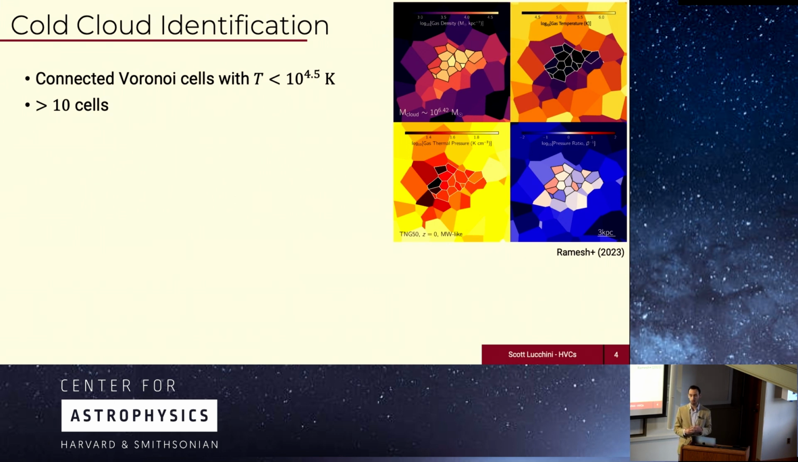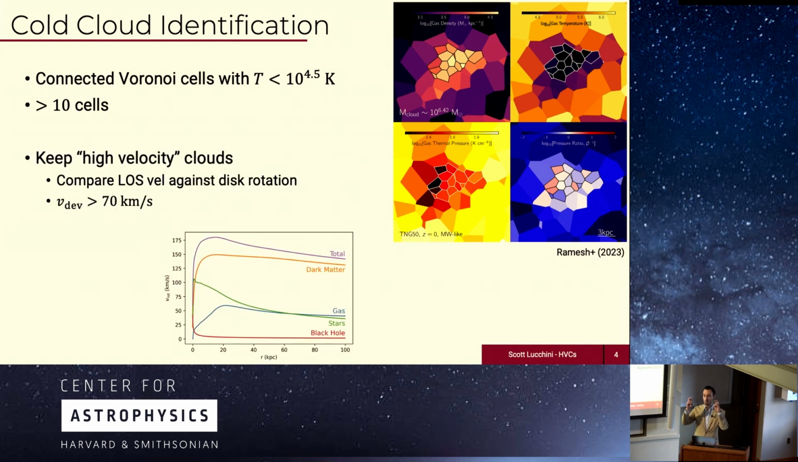And then once we have this catalog of cold clouds around the galaxy, we compare their would-be observed line-of-sight velocity with the disk rotation. Just like Andy said, we isolate the high-velocity bits as the components that are moving fast relative to the disk rotation. And so any of these cold clouds that have more than 70 kilometers per second deviation from what we'd expect the disk to be doing, those are our high-velocity clouds.